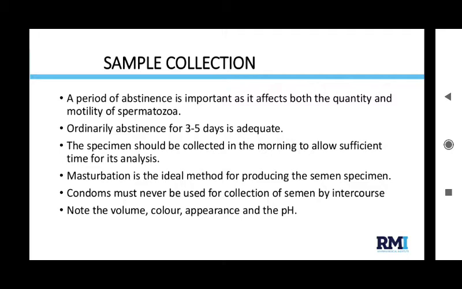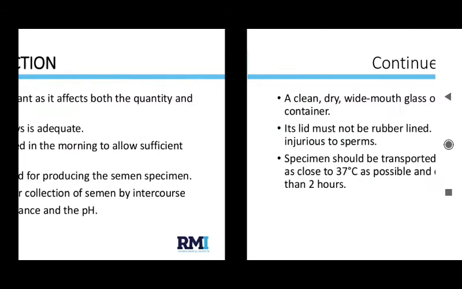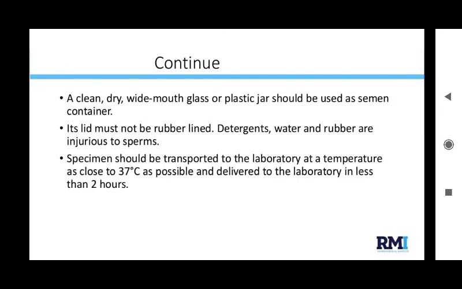Note the volume, color, appearance, and pH. We have to examine the volume of the semen, color, appearance, and the pH. A clean, dry, wide-mouth glass or plastic jar should be used as the semen container. Its lid must not be rubber lined. Detergent, water, and rubber are injurious to sperm. These are certain precautions while collecting the semen.